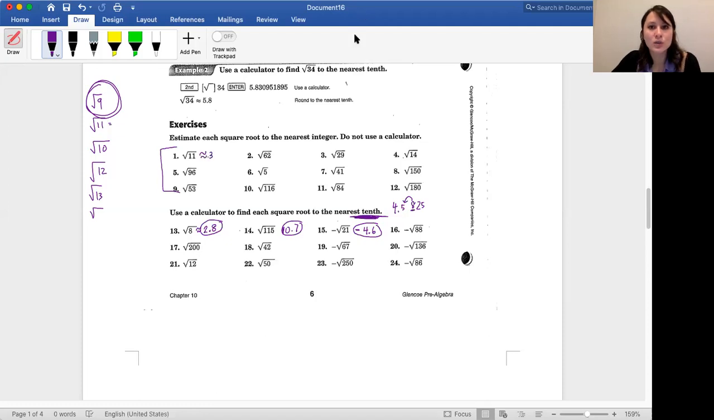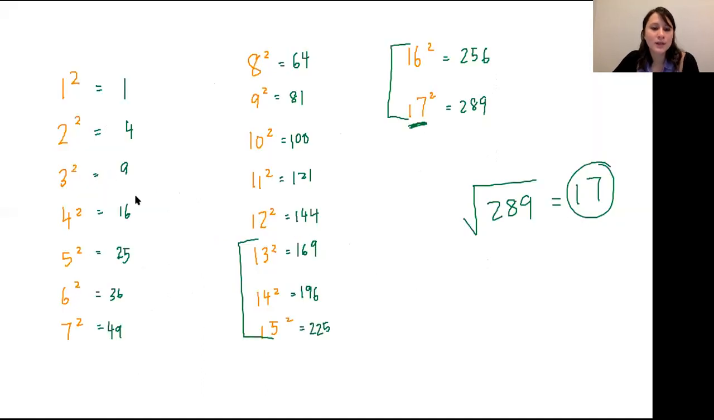So you can actually use your little list that you wrote up here and think, okay, so 11 falls somewhere in between 9 and 16. So 11's closer to 9, so 3 is the answer.